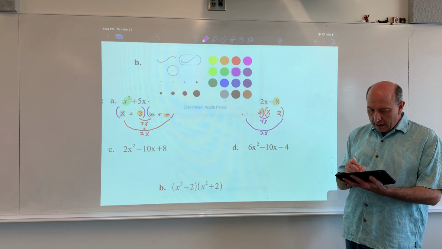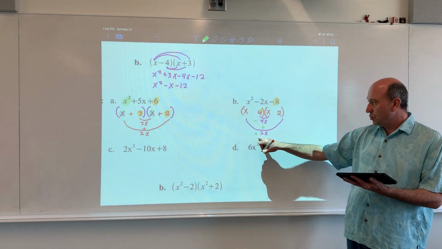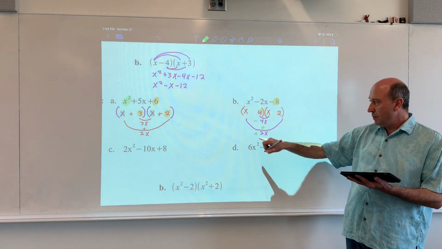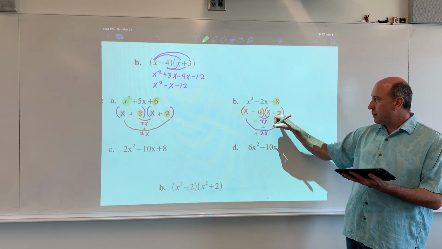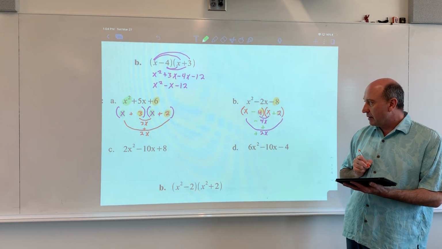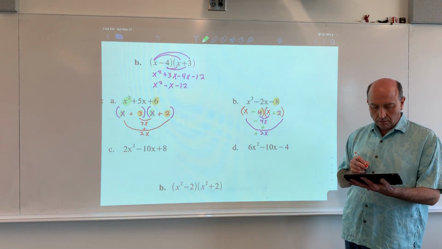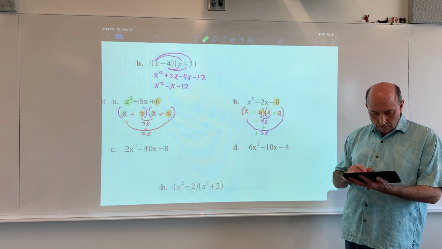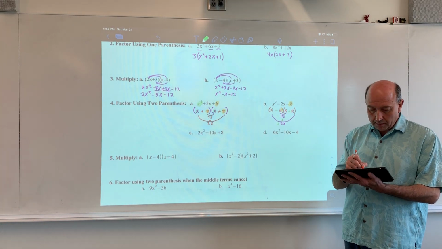Okay, and the answer is I need the 4 negative, because negative 4 plus 2 is negative 2, and negative 4 times positive 2 is negative 8. So this solves the puzzle. Okay, the next one.